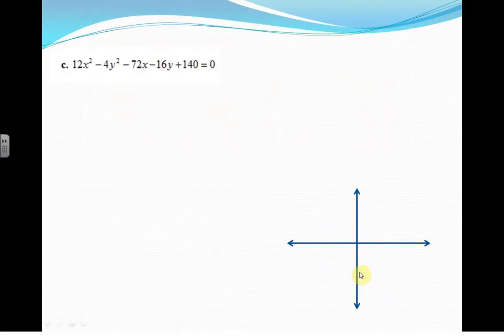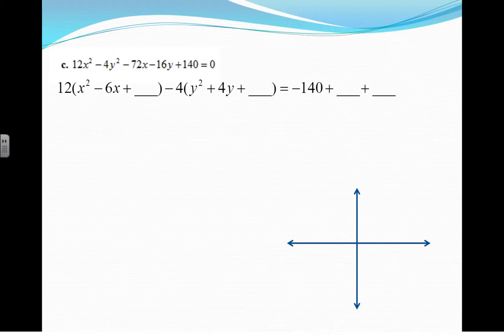Okay, all right, complete the square. You should know how to do this by now. Get everything over the constant term over to the right side. Take out your leading coefficients of your squared terms. Divide by 2 and square.